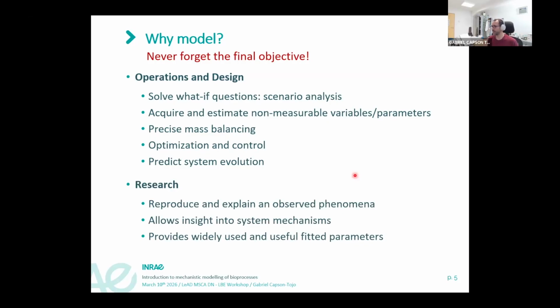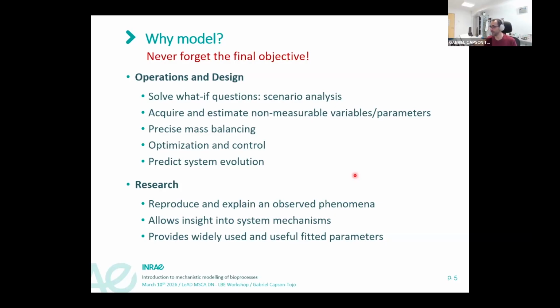Not only for operation and design, for research it is also very useful. As I was saying before, being able to estimate non-measurable variables, for example, or parameters can explain some observed phenomena. And you can build your model making some hypotheses that are very difficult to test experimentally and use the modeling outcomes to show that at least in principle, the hypothesis that you are using to build your model seems to be right. So that's something that is also not very intuitive, but you can do this kind of hypothesis testing through modeling exercises.